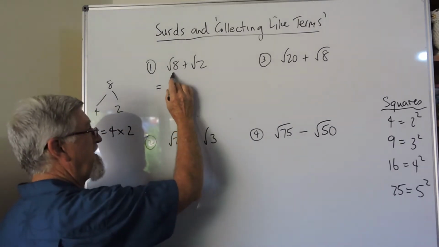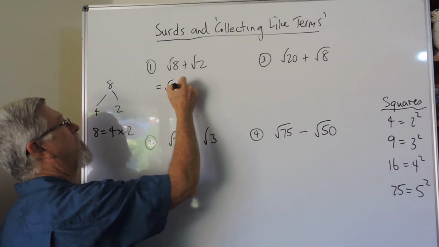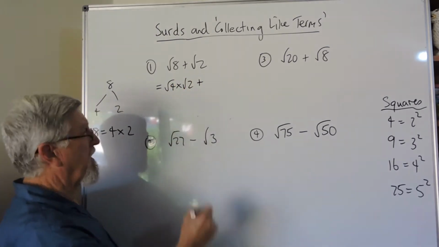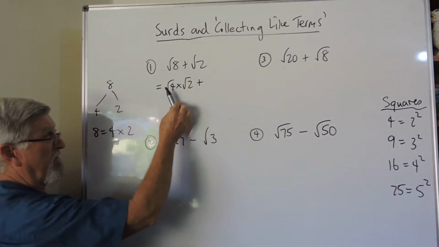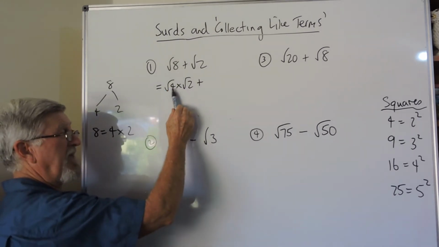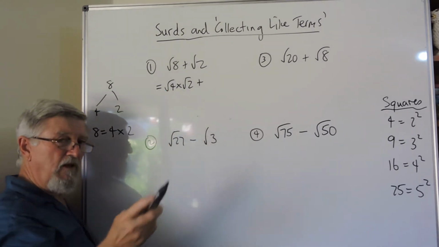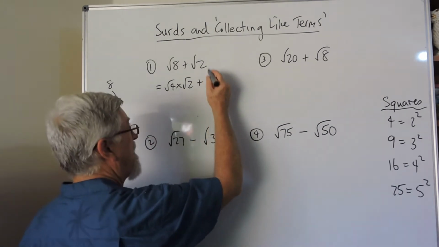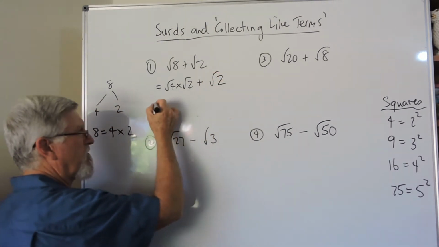Now, the 8 here, I can write that as a root 4 times root 2. If you wanted to pick up your calculator and check, if you go root 4 times root 2, you'll get the same answer as a root of 8. So the insides of the surds follow normal multiplication rules. And this one's just a root 2 here. So let's have a look at what we've got.